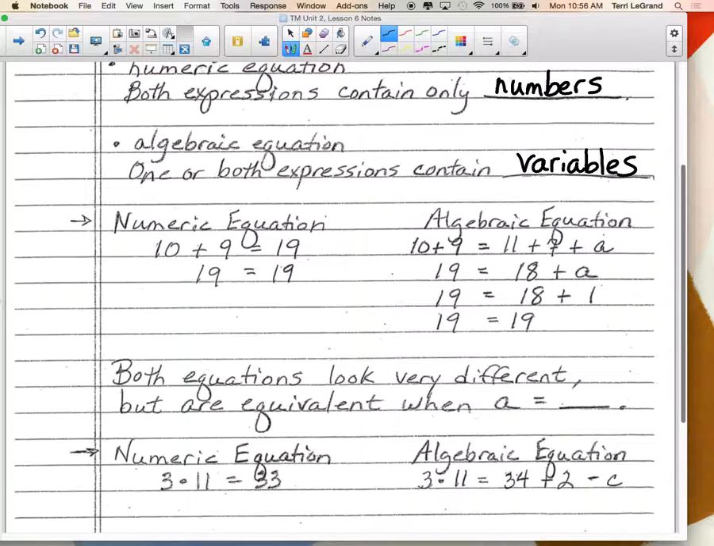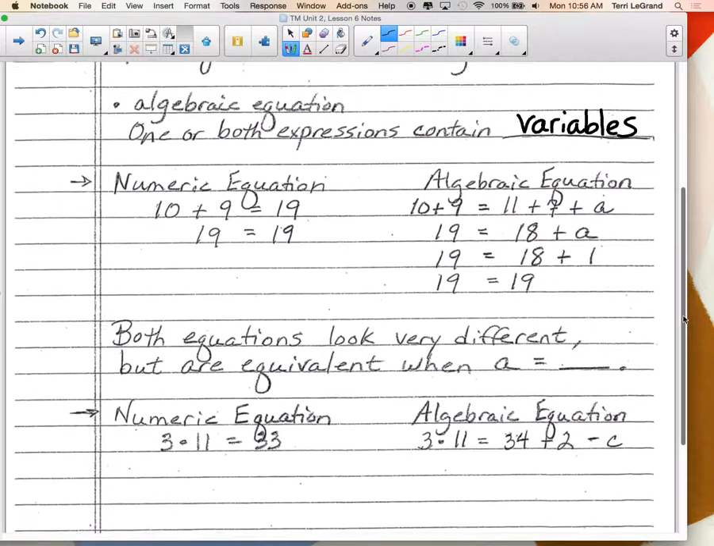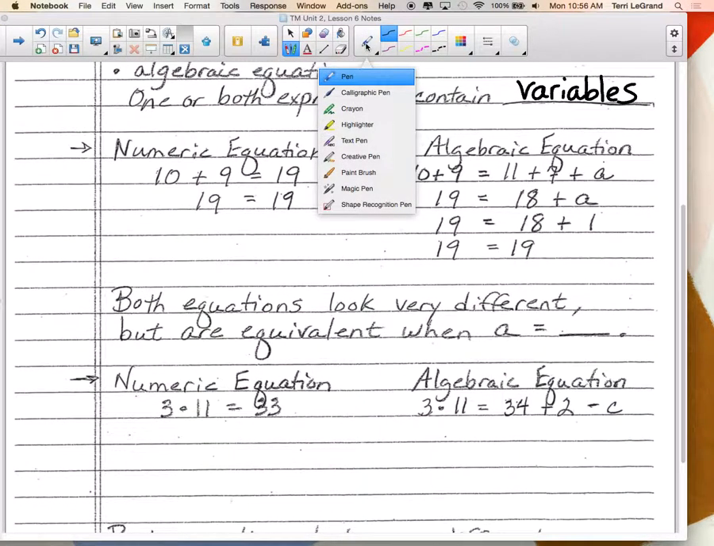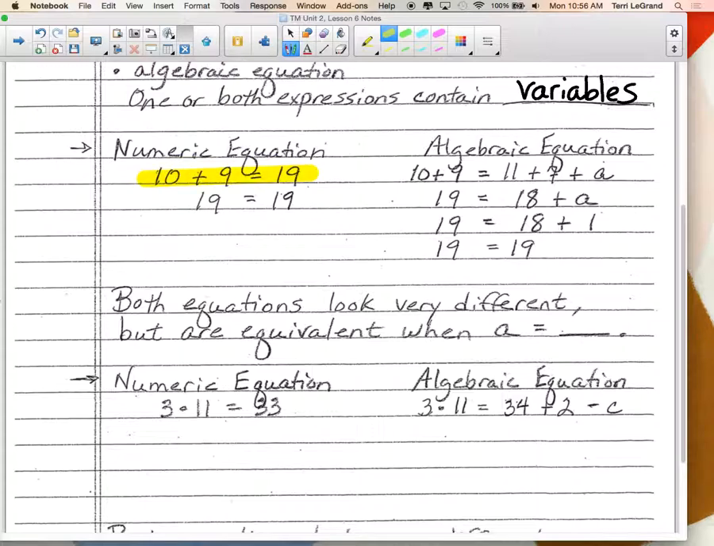So I have an example of a numeric equation here. 10 plus 9 equals 19. I have the expression 10 plus 9 on the left. I have the expression 19 on the right side of the equal sign. And if it's a true statement, then we can say it is a numeric equation. What is 10 plus 9? 19. So we bring down our equal sign and our 19 on the other side. Do we have a true statement? Yes, we do. So since this is true, we could say we have a numeric equation here. No variables involved in it, only numbers.